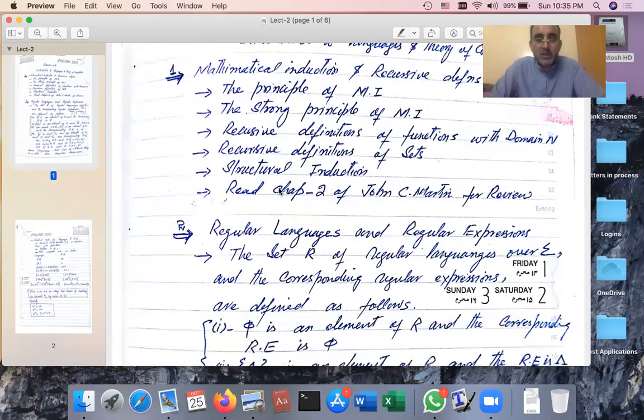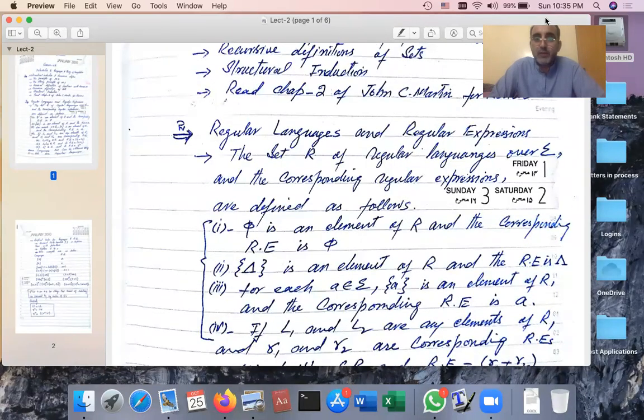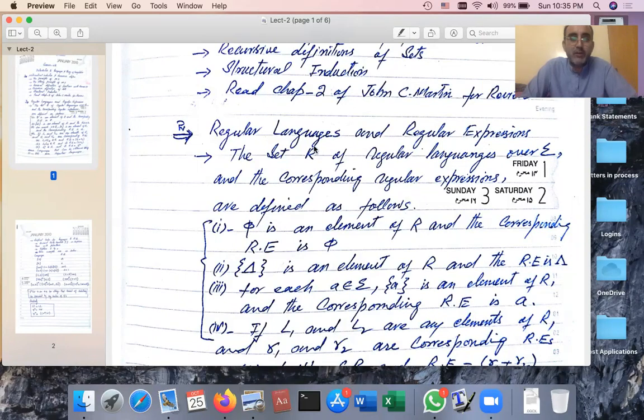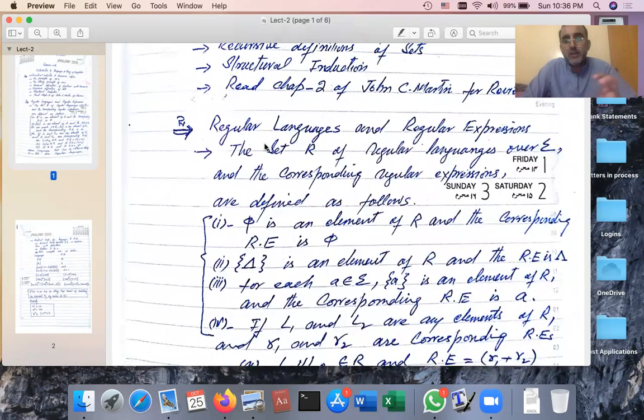So now let's start with chapter 2. In chapter 2, we have to focus on the detailed understanding of regular languages and regular expressions. So now we will focus on what a regular language is. The definition of the regular language is in front of you in these lines. First I'm going to read this sentence and then I will explain these things to you.